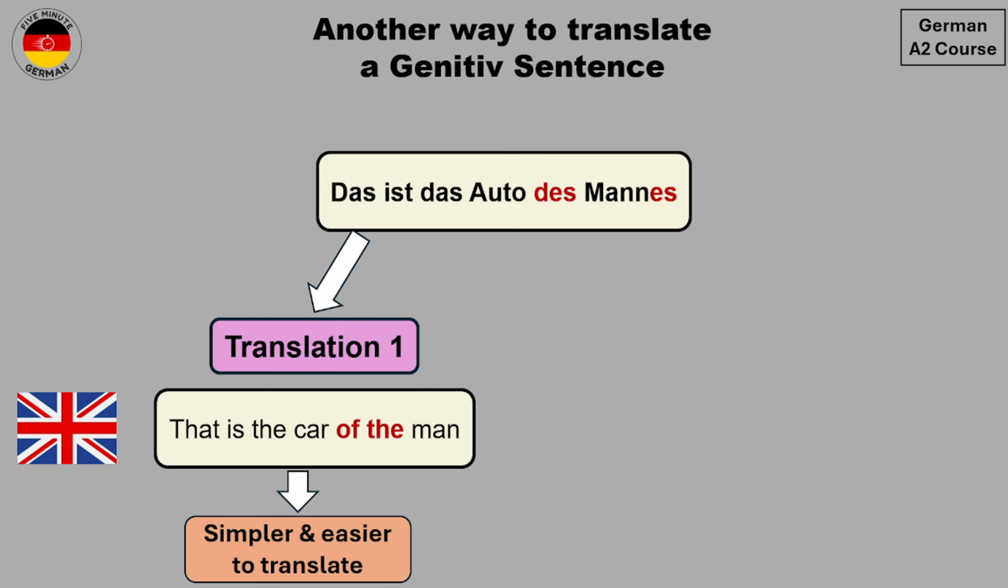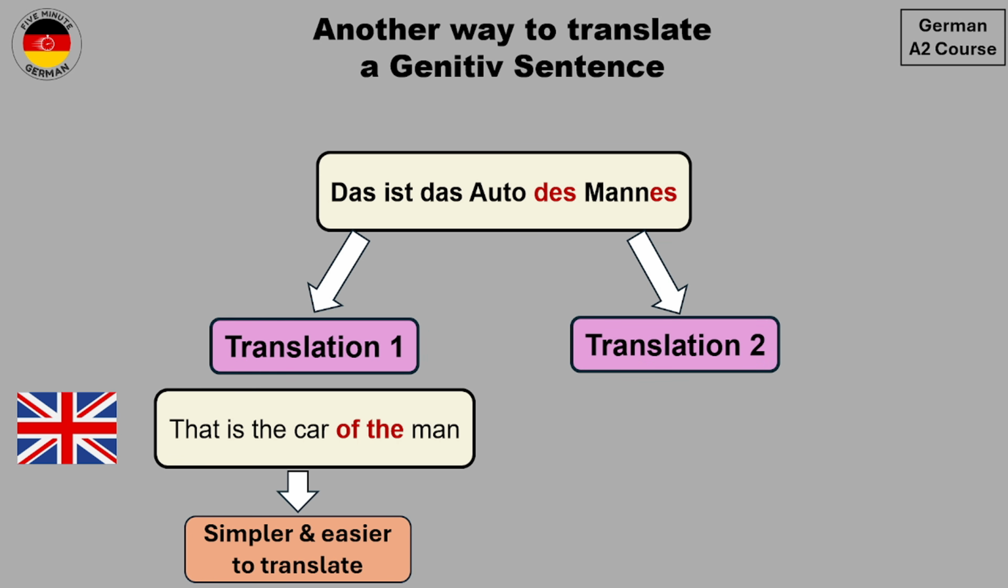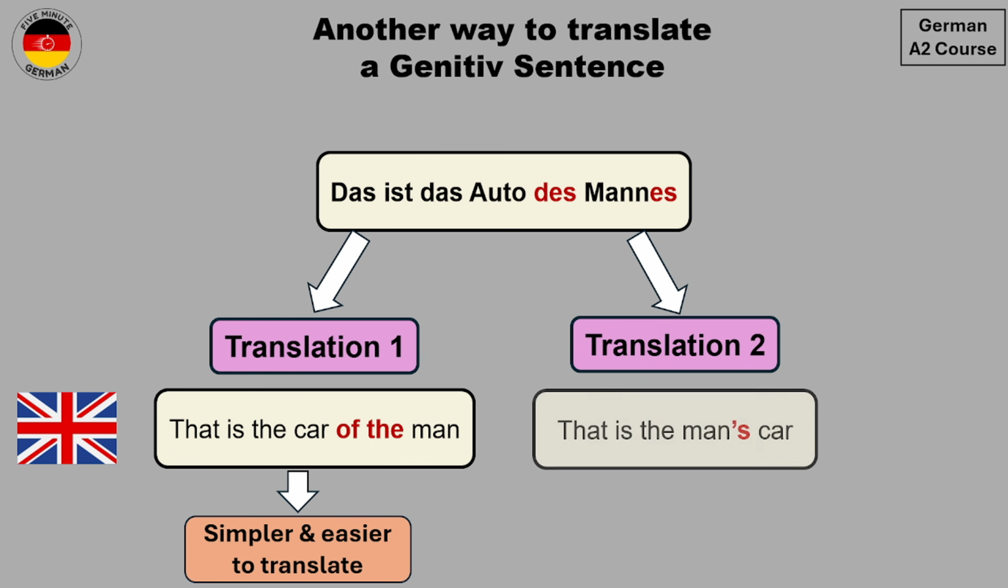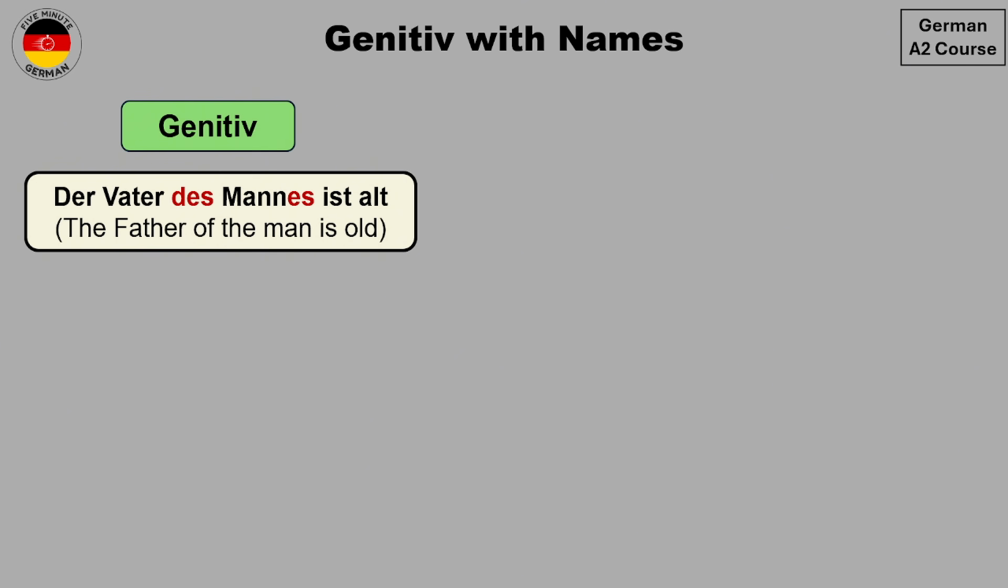However, we can also translate this sentence in another way, and that translation is "that is the man's car." So you see that instead of using "of the," I have used an apostrophe with S after it. And in one case, I feel that it is better to use this translation. And that is when we use genitive with names. So we saw an example earlier, which was "Der Vater des Mannes ist alt." The father of the man is old.